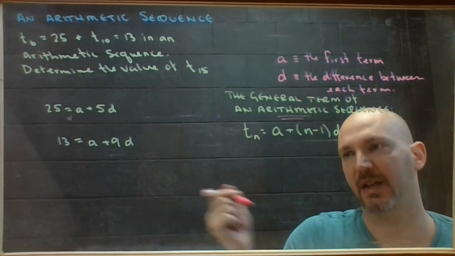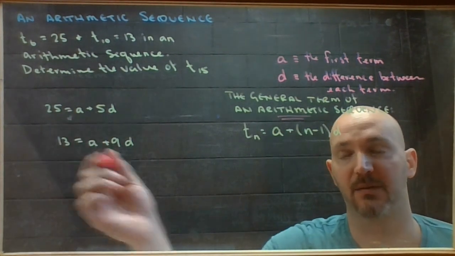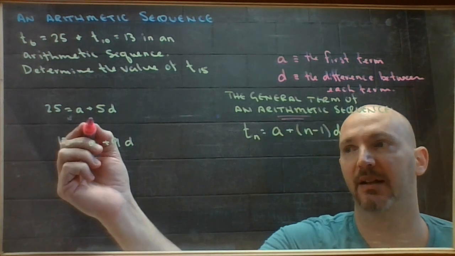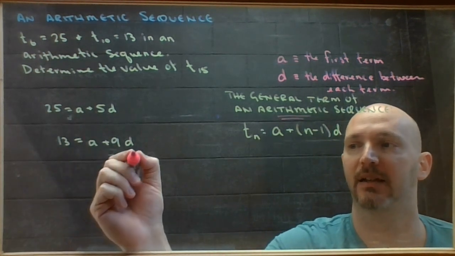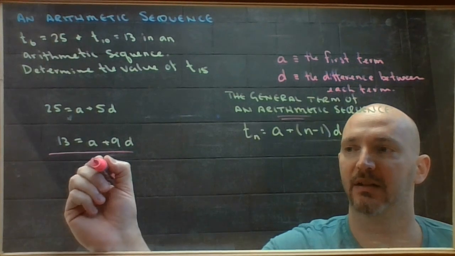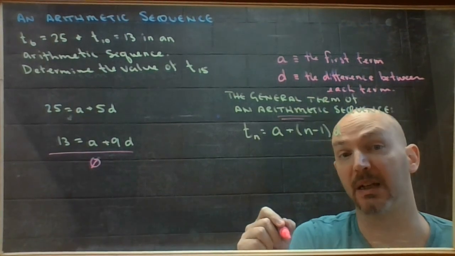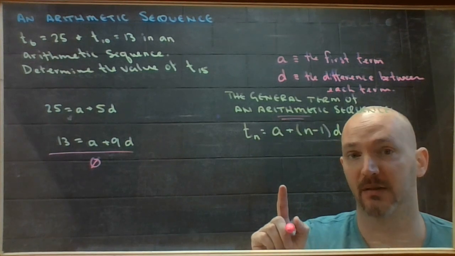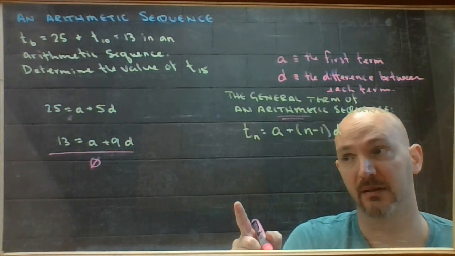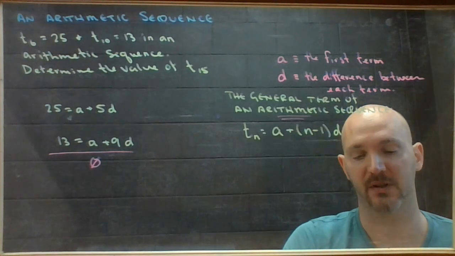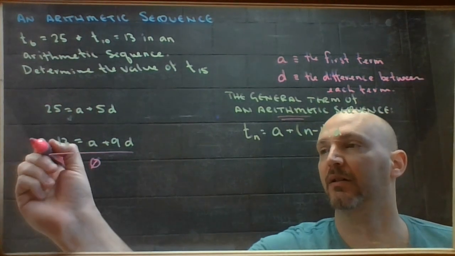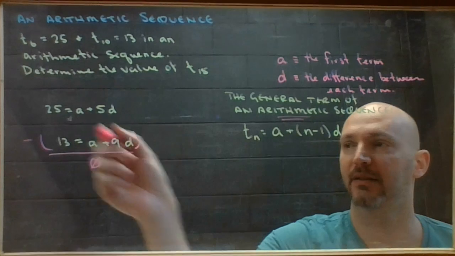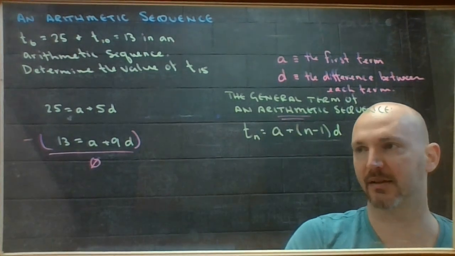If I were to take this equation and subtract that equation, I would end up with A subtract A, which would give me nothing, and the A's would be eliminated. That would leave an equation with just the D value in it, and then I could solve from there. So I'm going to do that. Take the top equation and subtract the second one.